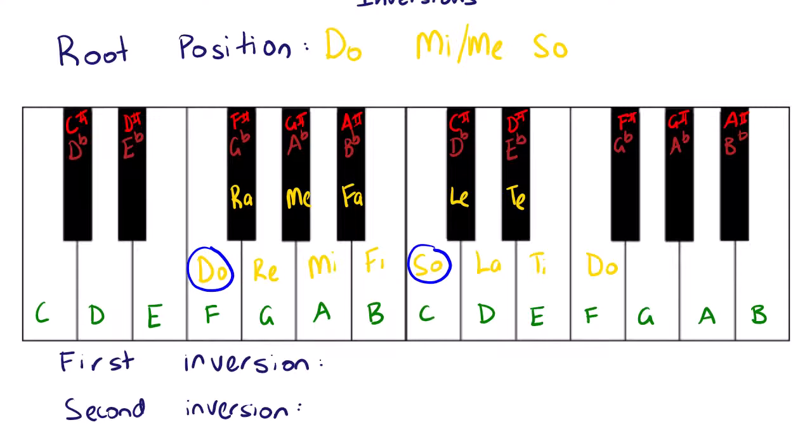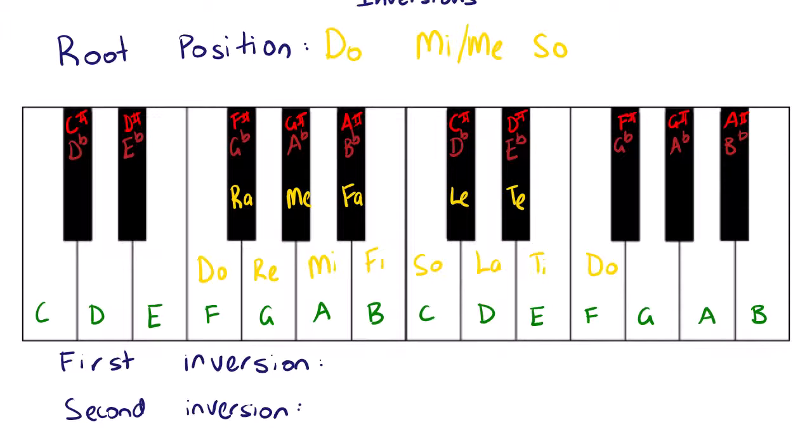Same thing if I make this a minor chord, do, me, so. This is an F minor chord in root position because do is the lowest sounding note. Here's what that sounds like. Root position chords sound very stable, and they're the most commonly used type of chord.